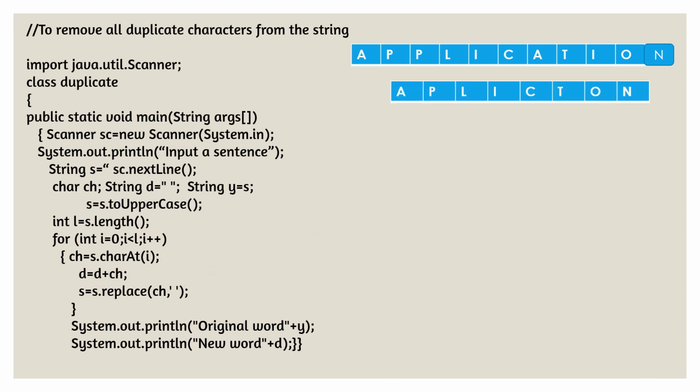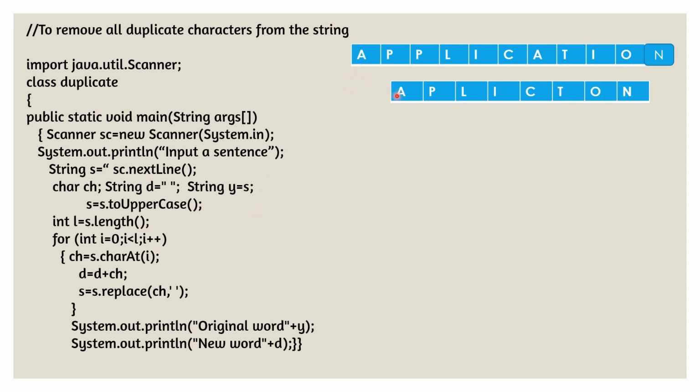Then s is equal to s replace ch with space. After storing the particular character in the new variable d, from the original variable we are removing all occurrences of the particular character.